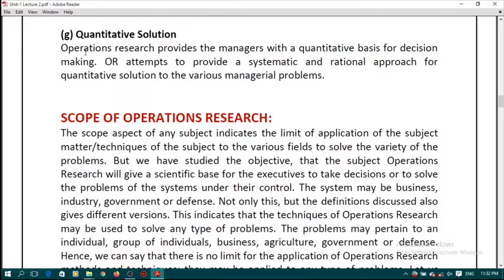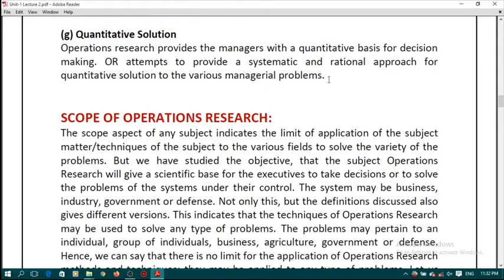Quantitative solution. Operation research provides the manager with a quantitative basis for decision making. OR attempts to provide a systematic and rational approach for quantitative solution to the various managerial problems.